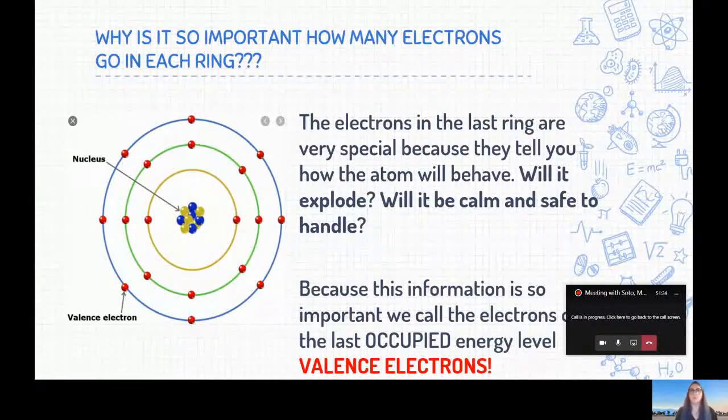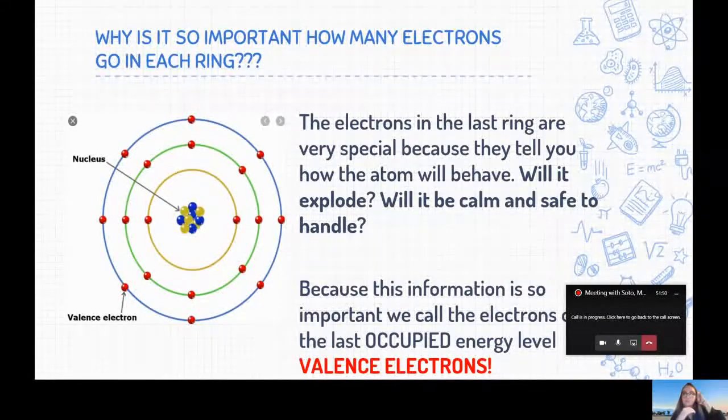So why is it important that a certain amount of electrons go in each ring? Our electrons in the very last ring for that atom are going to be very special because they're the ones that are going to tell us how the atom is going to behave. Is it going to explode? Is it going to be safe to handle? That is what's going to determine what we know about this atom.